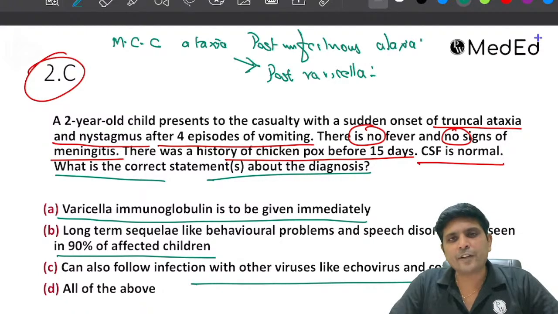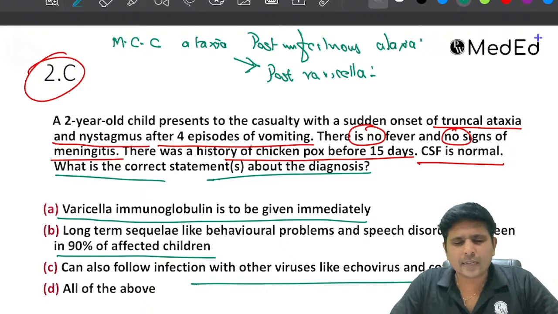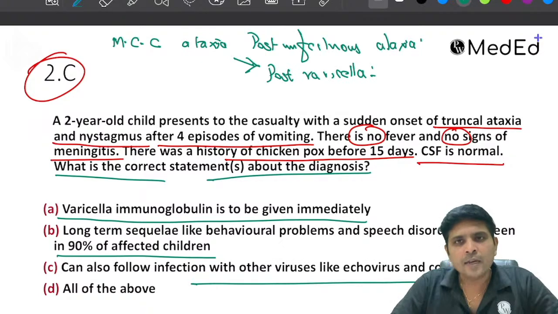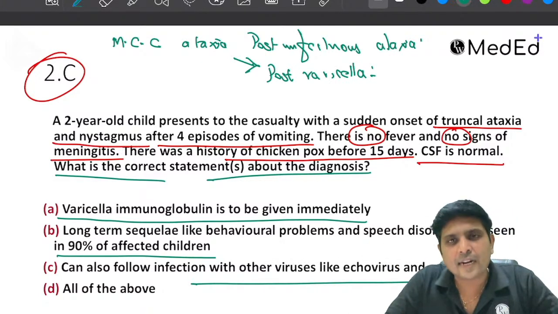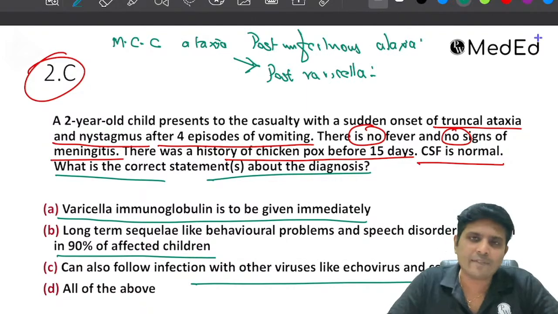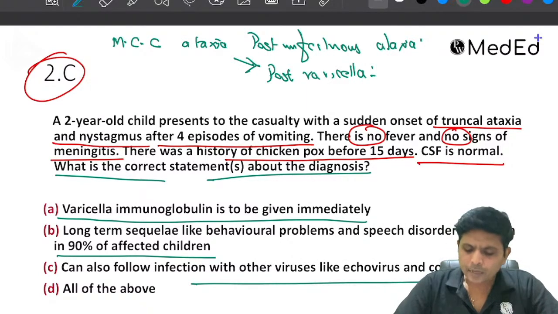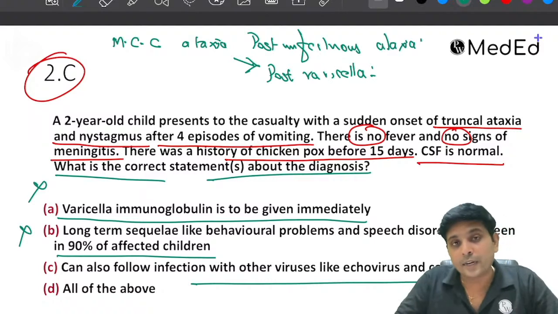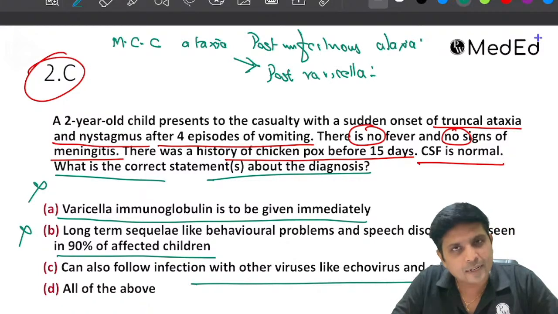Remember, post-infectious varicella ataxia has an excellent prognosis. Whether you treat or not, it usually resolves within 2 to 4 weeks after the onset. Do you need to give acyclovir? No use. Do you need to give an immunoglobulin? No use, because by the time of presentation, the hit has already happened. It is not a fresh one, it is an old one. There will not be any use in giving an immunoglobulin, even varicella immunoglobulin, because it is autoimmune in nature. So this must be wrong. Majority of them will survive without any mortality or morbidity.